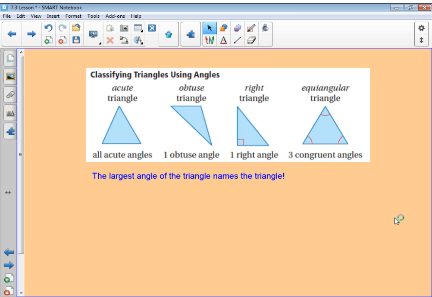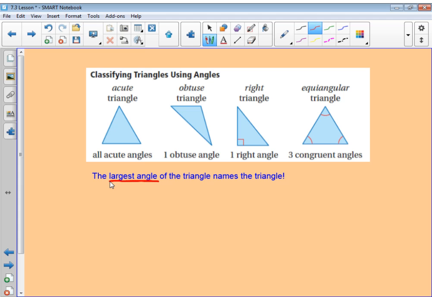Okay, in this part of the lesson, we're going to be working with classifying triangles according to their angle measures as well as their side lengths. The first thing you have to understand is when you are identifying triangles according to their angle measures, the largest angle of the triangle names the triangle. Every triangle will have acute angles. That does not mean that it's an acute triangle. You go with your largest measure.